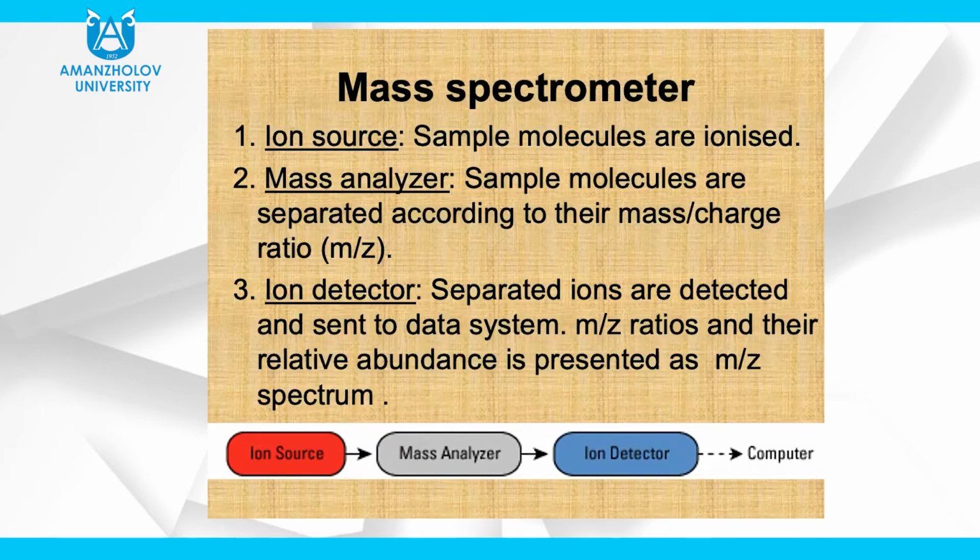They can also be divided depending on the mass analyzer, which is how sample molecules are separated according to their mass to charge ratio, and the ion detector, which is how the separated ions are detected and sent to the data system. Mass to charge ratio and relative abundance are presented as the mass spectrum.